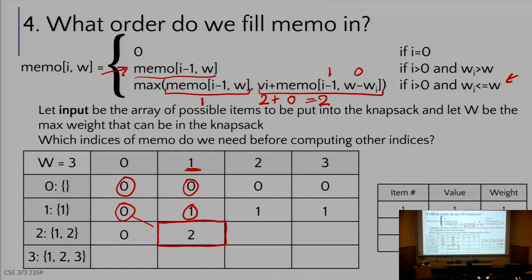How are you guys feeling about this? Yeah? I'm just a little confused about the notation. So what does VI mean? VI is the value of item I. So we are given an I in each of these. All of these are I values. And so VI is just going to be the value of item I. Anything else?